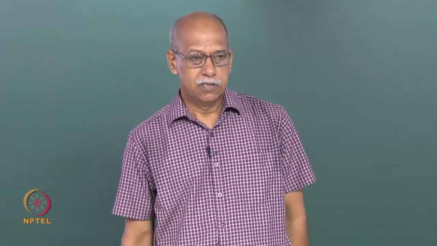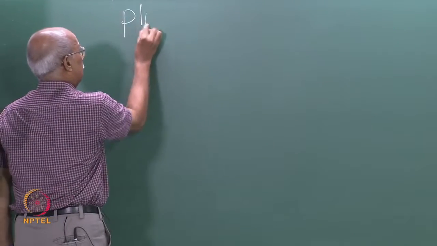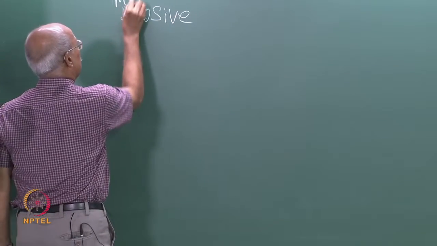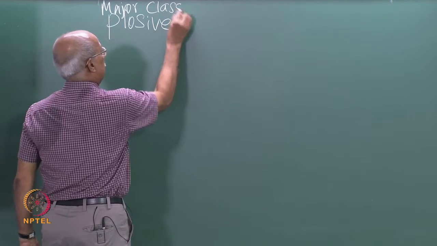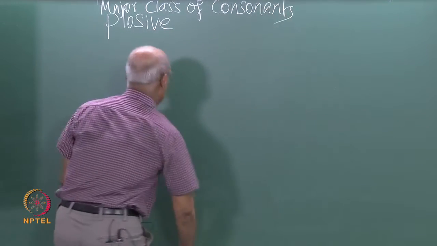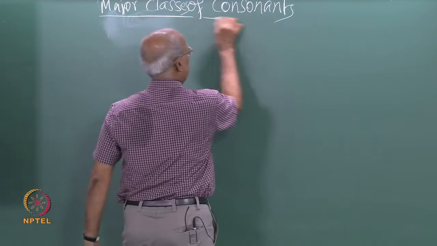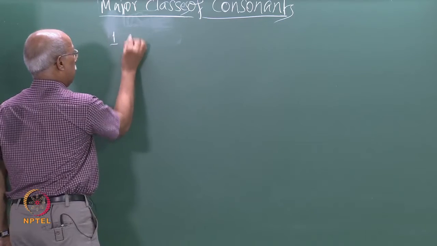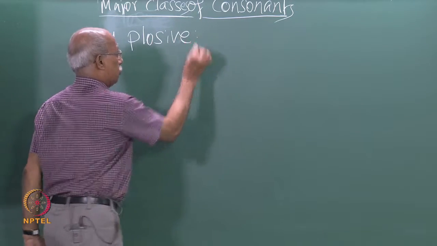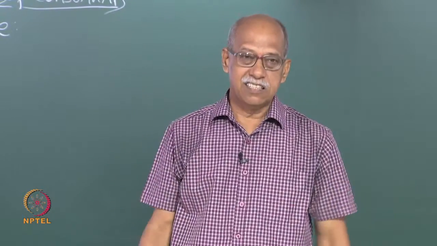Yesterday we also saw that there can be different kinds of consonants. Do you remember major classes? Can you name any major class of consonant? Plosive. What are plosives? Plosives are those consonants which have total obstruction. So, the major classes of consonants: number one, we have plosive. What is the characteristic of a plosive sound? A plosive sound is produced with total obstruction and sudden release.